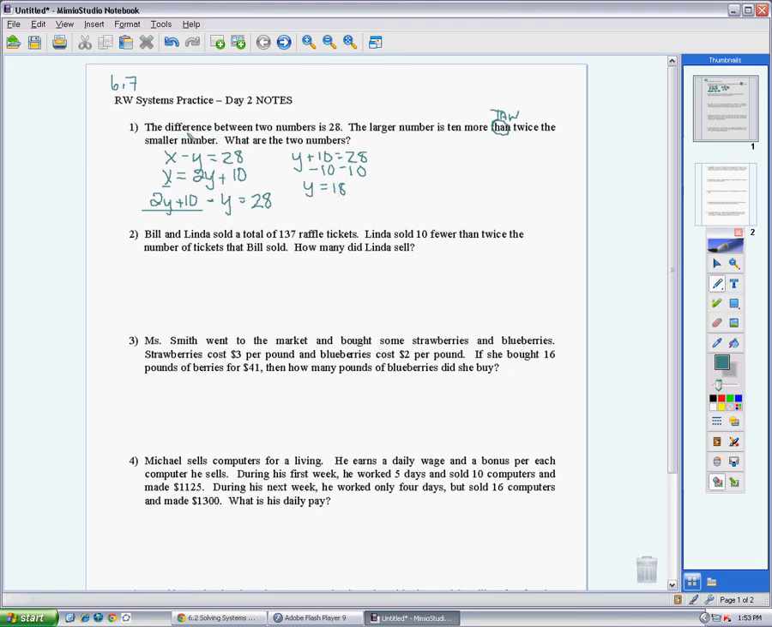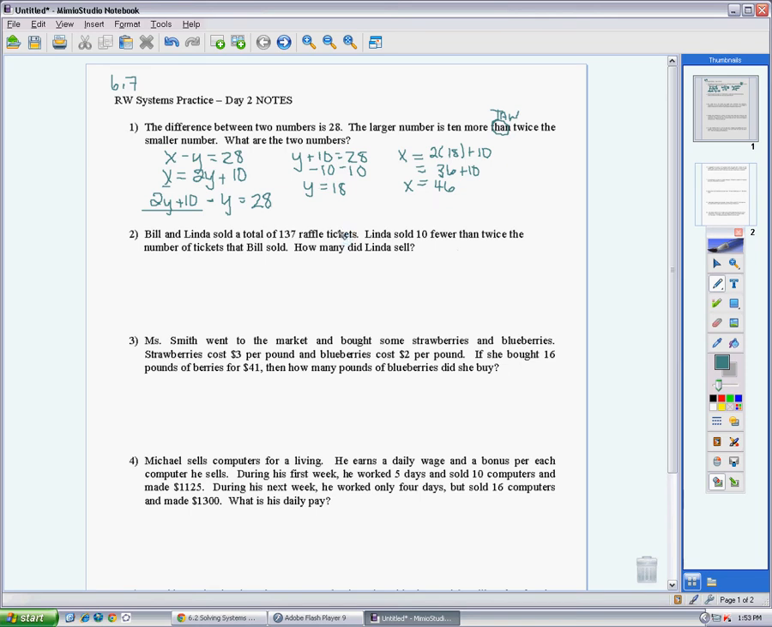Okay, so my smaller number is 18. Now to find my bigger number, all I'm going to do is substitute that back in. So x equals, I'm going to substitute in the bottom since x is already solved for, 2 times 18 plus 10, and that's going to give me 36 plus 10, and that's going to give me 46. So my x is 46 and my y is 18.